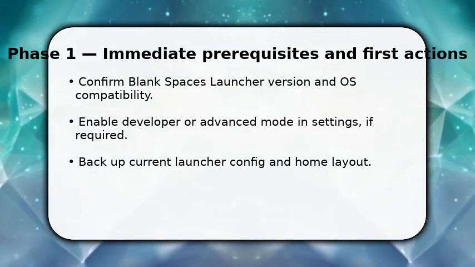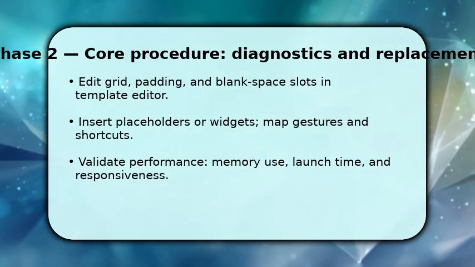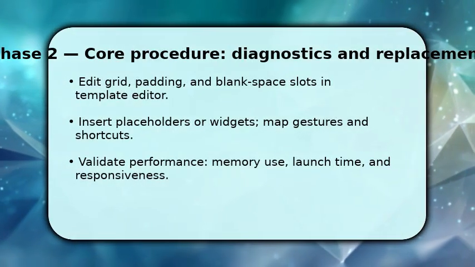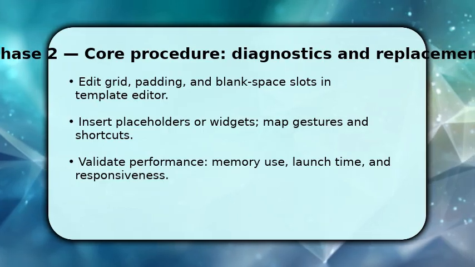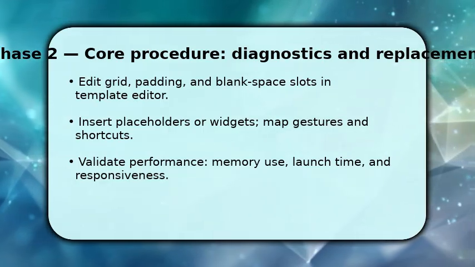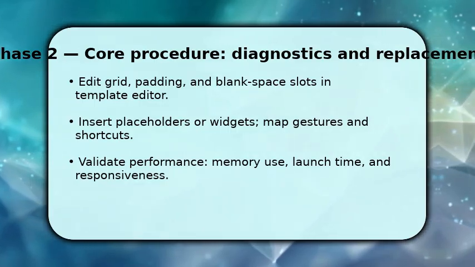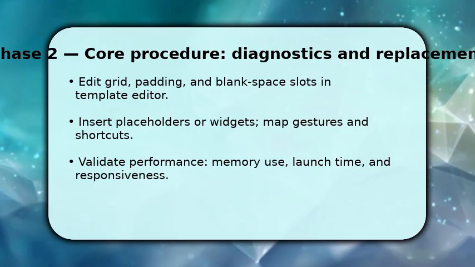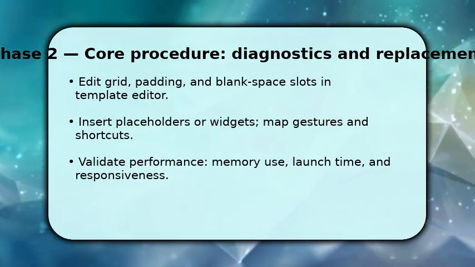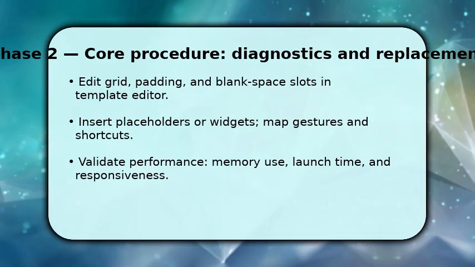Now you edit the core templates to place blank spaces and control layout density. You'll modify grid size, padding, and blank slot definitions so icons align predictably. This shapes user flow and reduces accidental launches. Next, insert placeholders or widgets where needed, and map gestures or keyboard shortcuts for quick access.